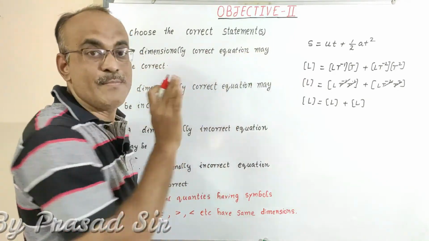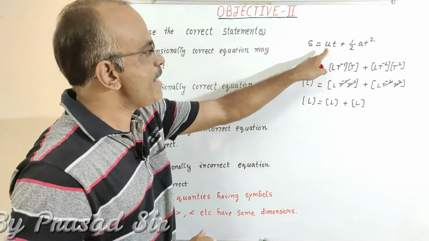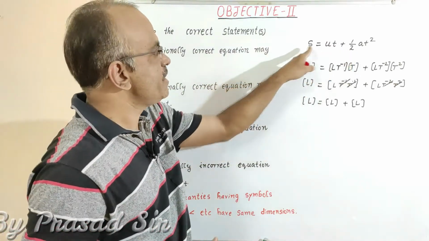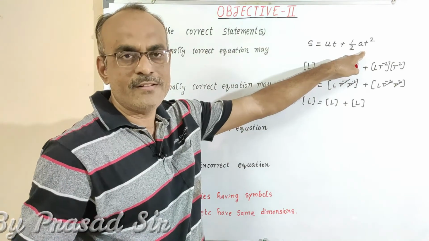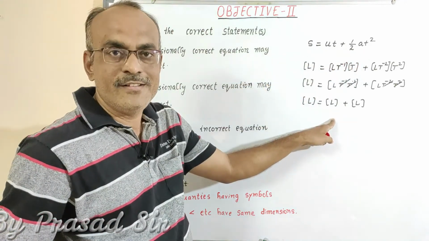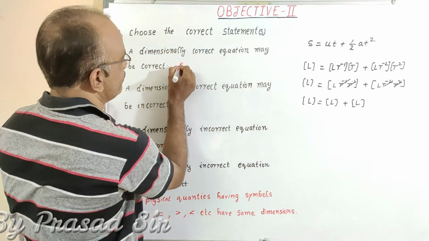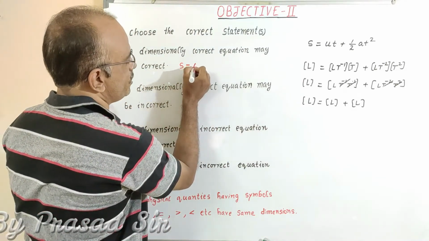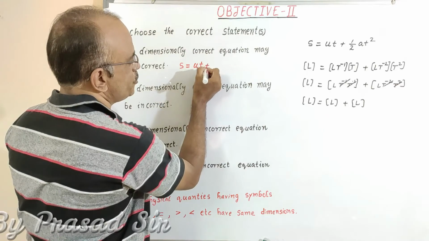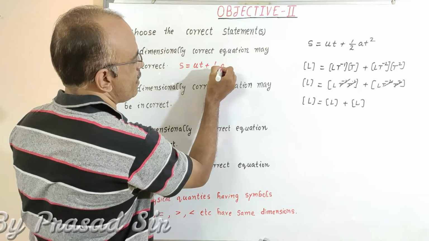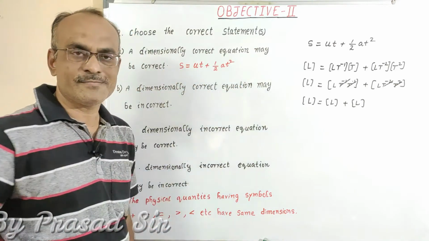A dimensionally correct equation may be correct. So dimensionally correct equation S equal to ut plus half at square. It is dimensionally correct. Then the equation is also correct. Now I will write here S is equal to ut plus half at square.